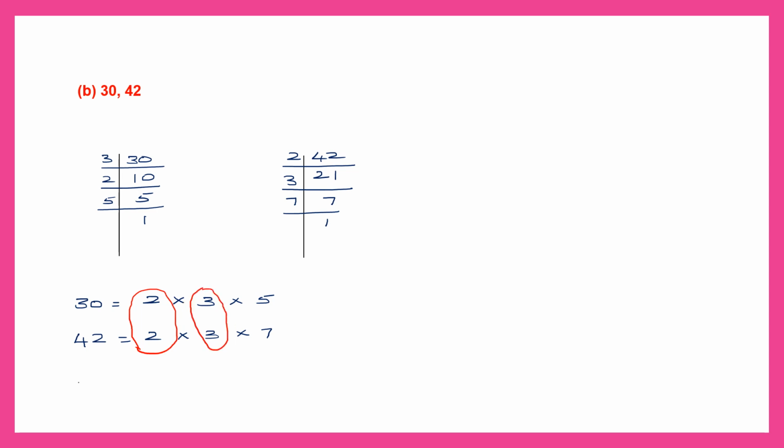So now what is the HCF of 30 and 42? That will be 2 into 3. 2 3s are 6. So here the HCF of 30 and 42 is also 6. Question 3, 18 and 60.